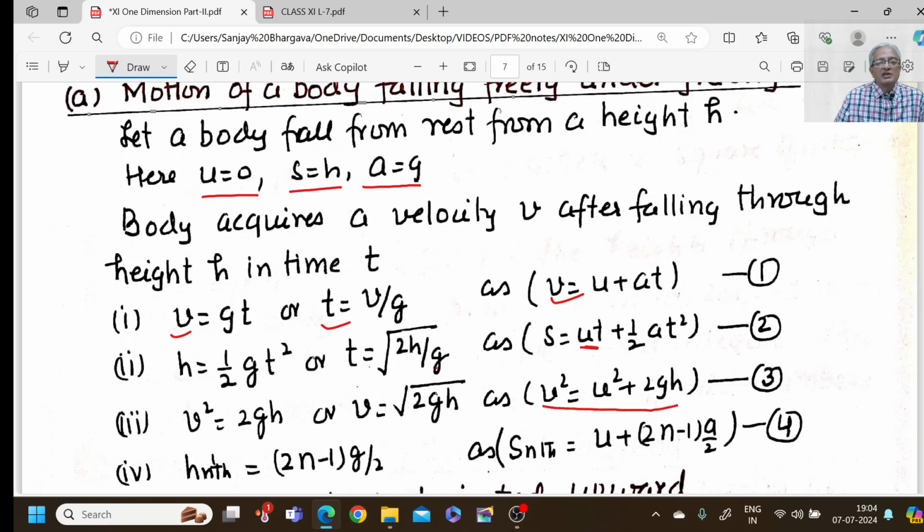From this equation, v square is equal to u square plus 2gh. u is 0, so v square would be equal to 2gh, so v would be equal to under root 2gh. Height in the nth second would be (2n minus 1) into g by 2, assuming initial velocity u to be 0.